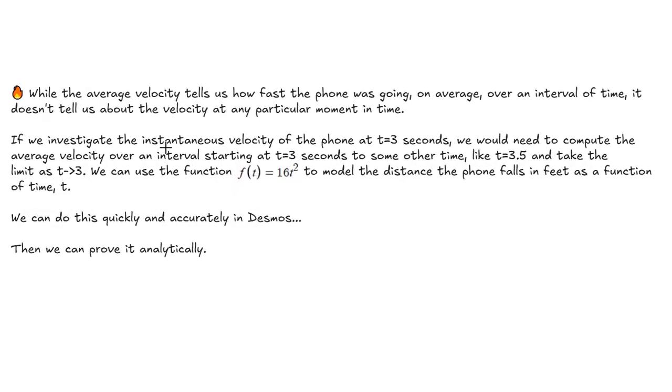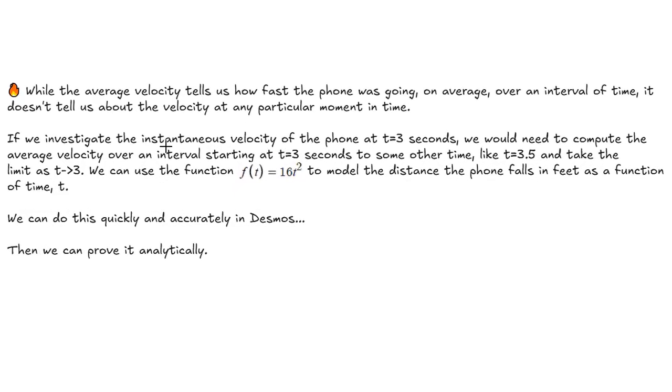While the average velocity tells us how fast the phone was going on average over an interval of time, it doesn't tell us about the velocity at any particular moment in time. If we want to investigate the instantaneous velocity of the phone, for example, at 3 seconds, we would need to compute the average velocity over an interval starting at 3 seconds to some other time, like maybe 3.5 seconds, and then we would take the limit as t approaches 3. We can use the position function f of t equals 16t squared to model the distance the phone falls in feet as a function of time t.